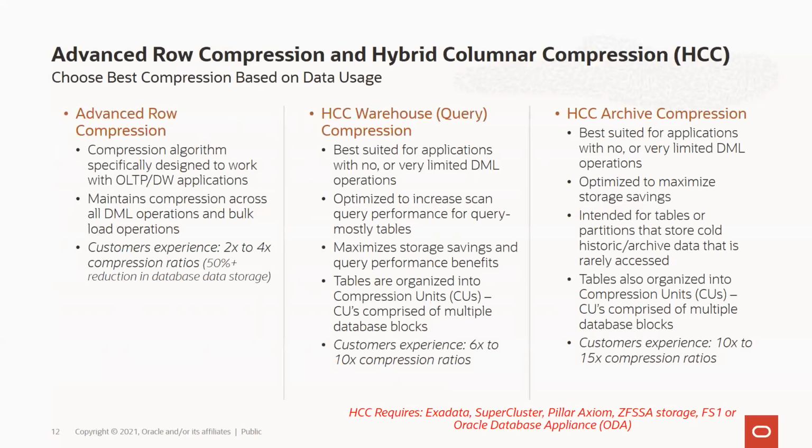The other question that comes up frequently is, when should I use Advanced Compression versus Hybrid Columnar Compression? Hybrid Columnar Compression is a type of compression, a little bit different in the way it actually stores the data, that is included with Oracle Database Enterprise Edition, as long as you're on one of the platforms that supports it. To use Hybrid Columnar Compression, you have to use Enterprise Edition, and you have to be on a platform that supports it, which is typically Exadata, SuperCluster, Pillar Axiom, ZFS Storage, FS1, or Oracle Database Appliance (ODA).